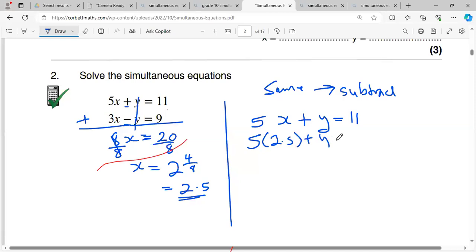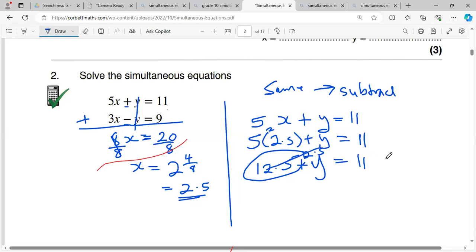So we're going to multiply 2.5 times 5. 5 times 5 is 25, that's 2 carry 5. One decimal, please. 5 times 2 is 10, and that's 12. So that works out to 12.5. And if we have 12.5 plus y equals 11, we know what to do. We do the opposite of addition, which is to subtract 12.5 on both sides. So that will be minus 12.5.